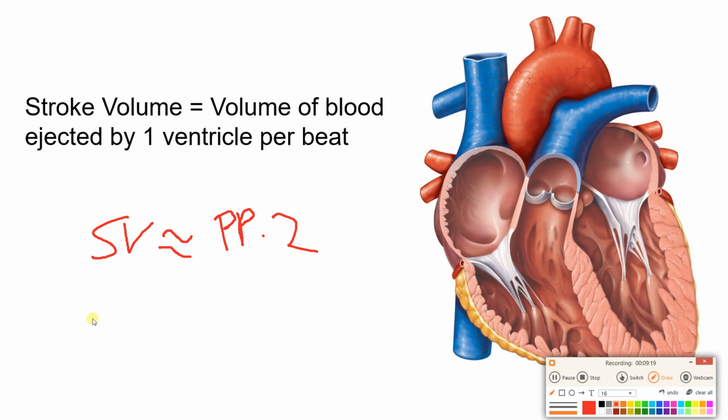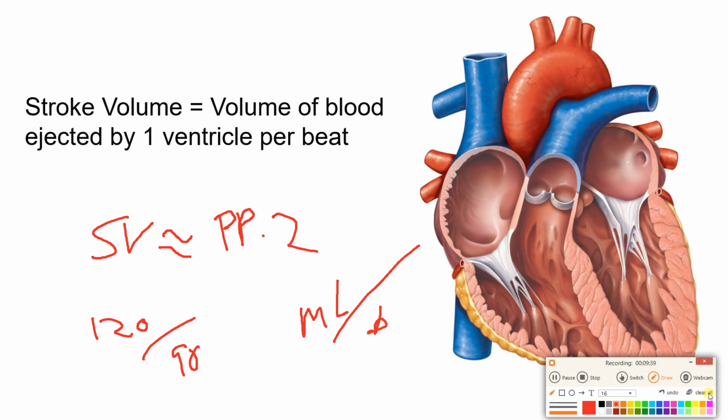So if you measure somebody's blood pressure and it was 120/90, well, then their pulse pressure would be 120 minus 90, which is 30. Then 30 times 2 would be 60. That would be our stroke volume, the units of which are milliliters per beat.